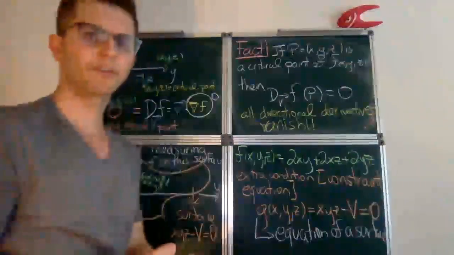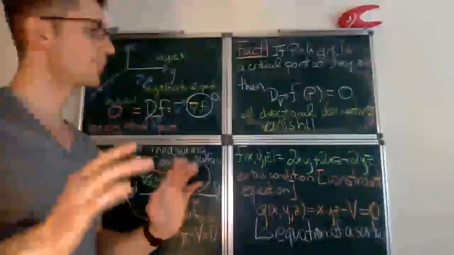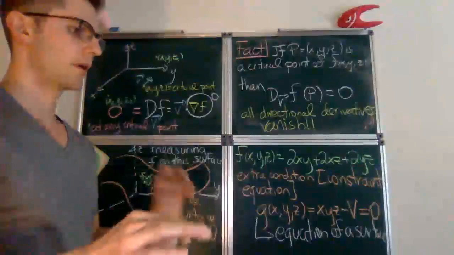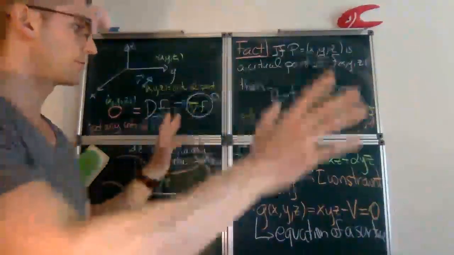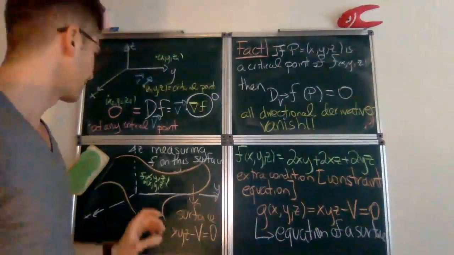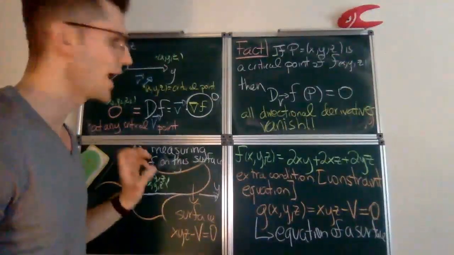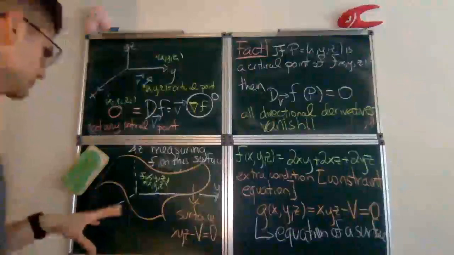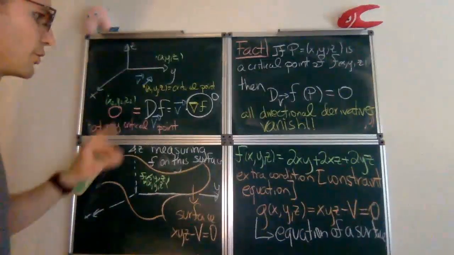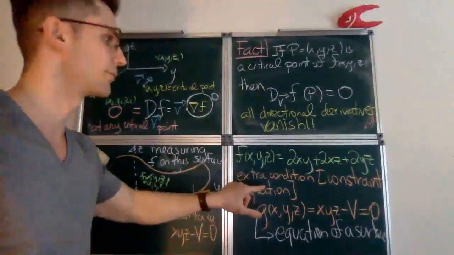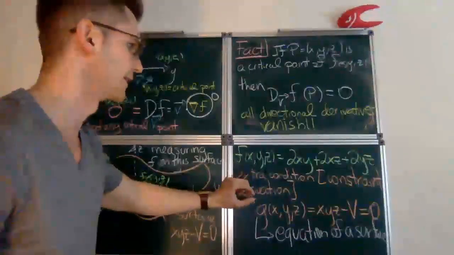So you could think of critical points as having this particular property of being those points where all directional derivatives are zero. And so why is that a useful perspective to have? Okay, let's try to go back to this situation, which is the one we are actually interested in.